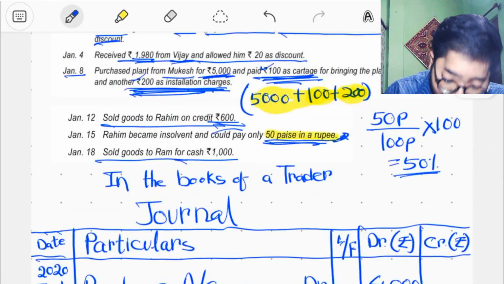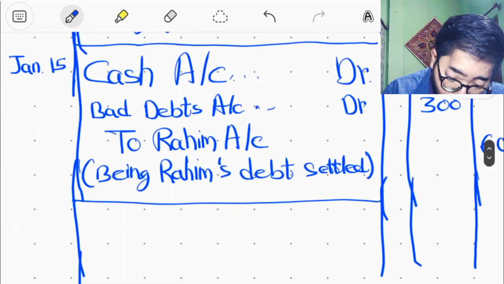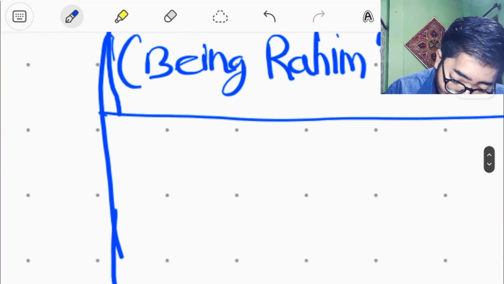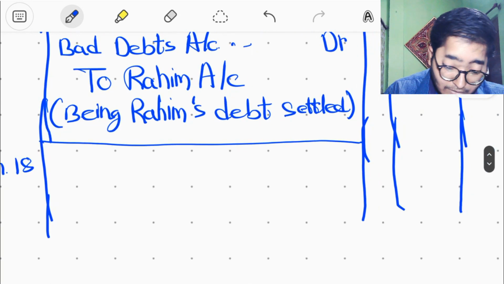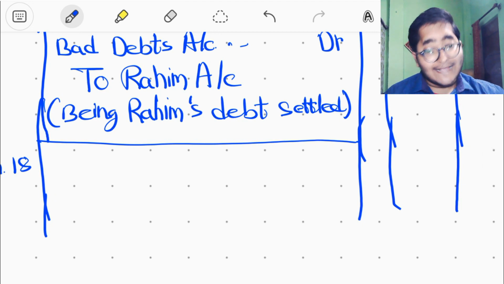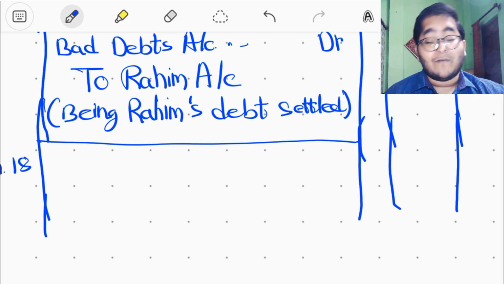Now the time for our next entry and the last entry, the last transaction. Sold goods to Ram for cash, rupees 1000. So the entry is on January 18th. In the date column, January 18. Now the goods were sold for cash. So what is coming in? Cash. Cash is an asset, and that is why it should be debited. And there is sales. Sales is a credit balance, and that is why the sales account should be credited. Always remember, purchase is a debit balance and sales is a credit balance.